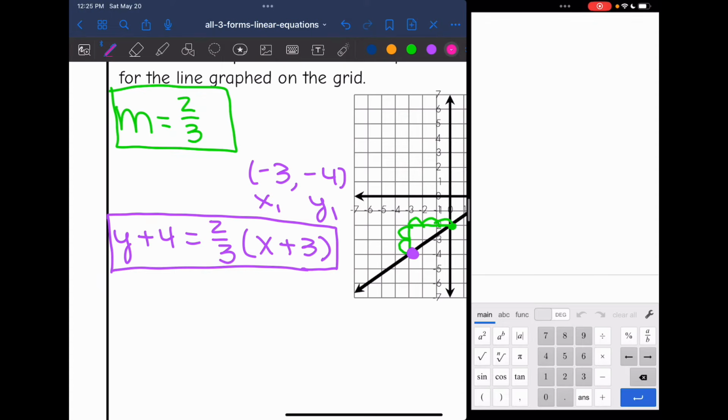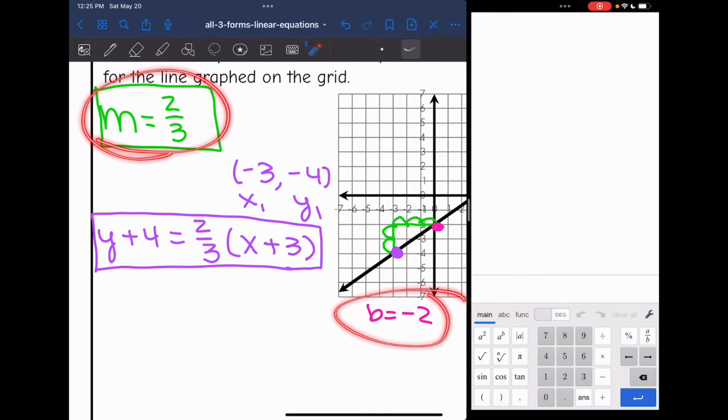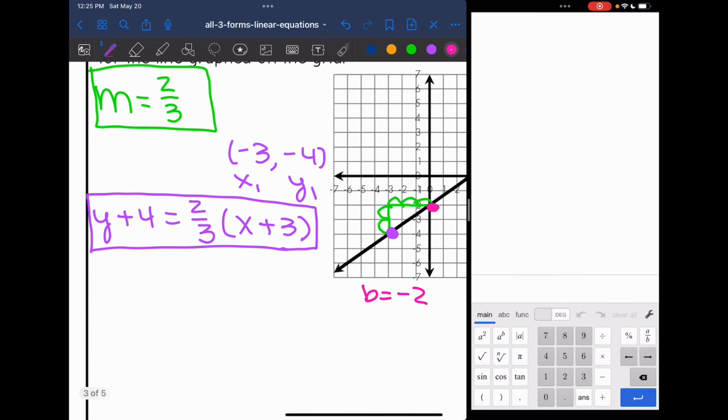Okay, now I need to write it in slope-intercept form, so I could convert this point slope form equation to slope-intercept form like I have on the last 2 problems, or I can just look for the y-intercept. I can look for b since I was given the graph here, and it looks like b is negative 2. So now I have everything I need to write the equation in slope-intercept form. I have the slope of 2/3 and the y-intercept of negative 2. So my equation in slope-intercept form would be y equals 2/3 x minus 2.